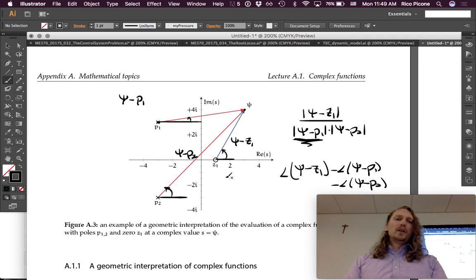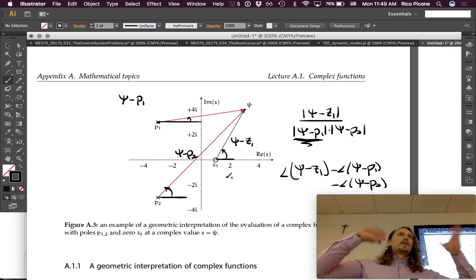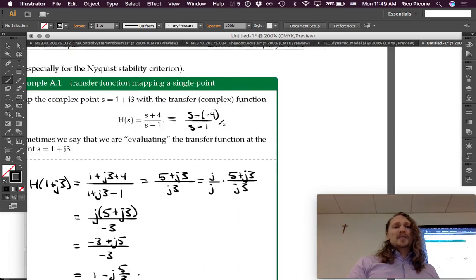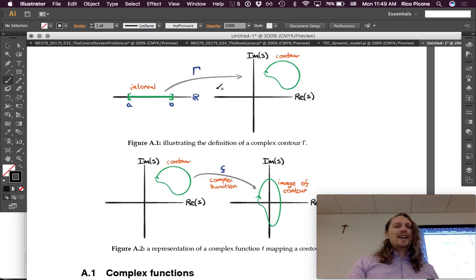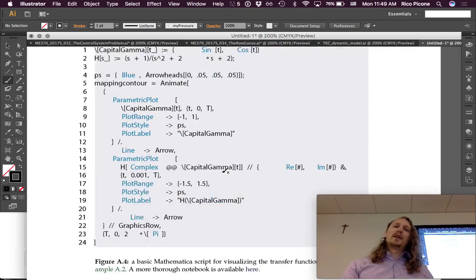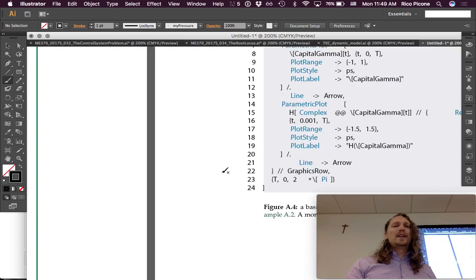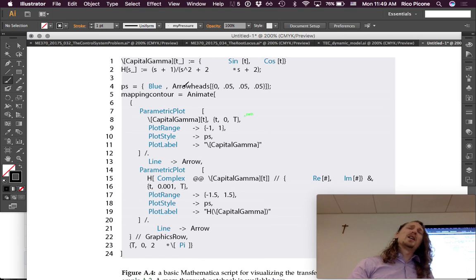On Wednesday, we'll describe in more detail what that certain point is in terms of the root locus, because in the root locus, we're going to be doing this everywhere. And this geometric interpretation is really helpful for that. If you're interested in mapping of complex contours, which is also cool in control theory, there's more of that in this, and that's what the last 2 pages are about. Including, if I do say so myself, a really cool example Mathematica code. You can copy and paste this in. Makes an animation. Pretty fun.